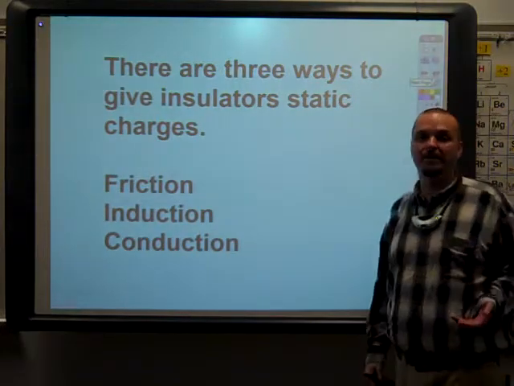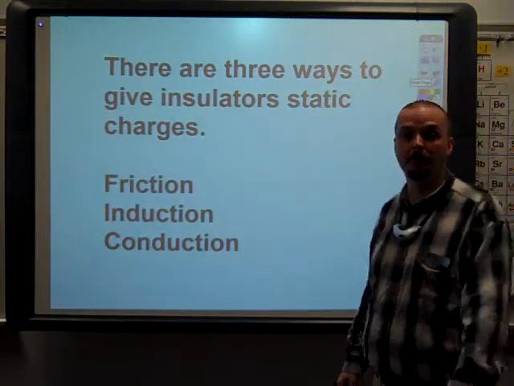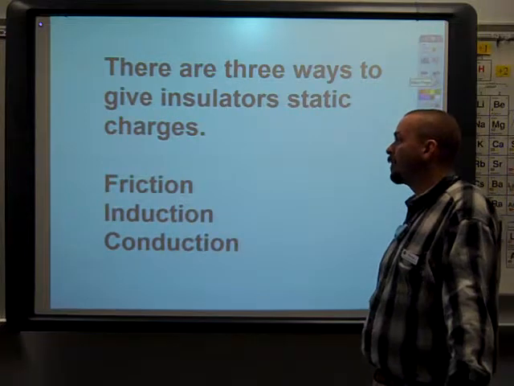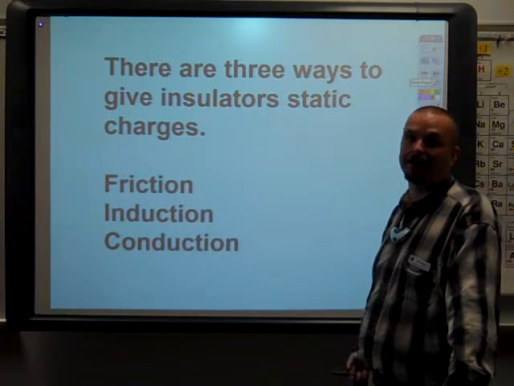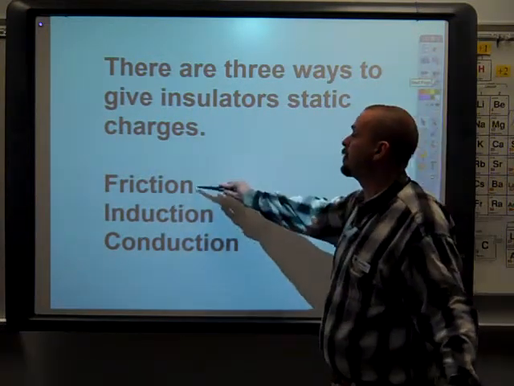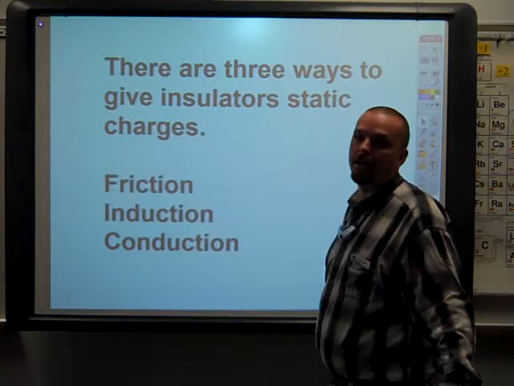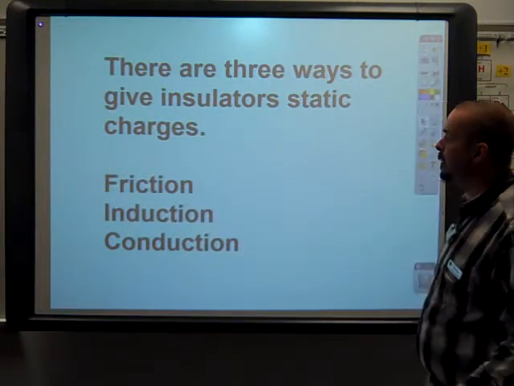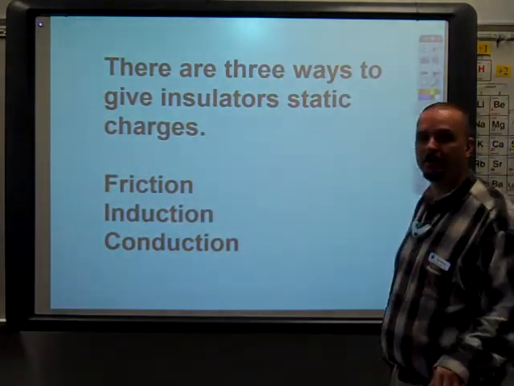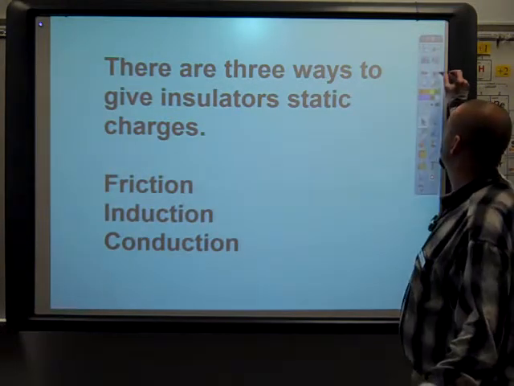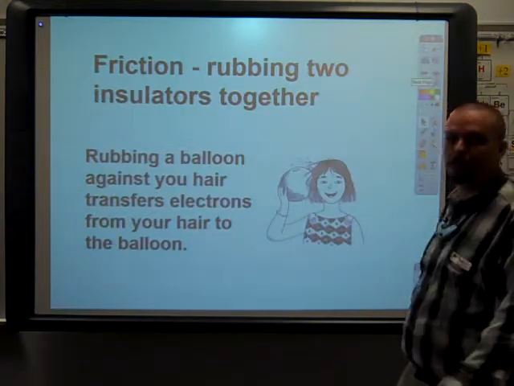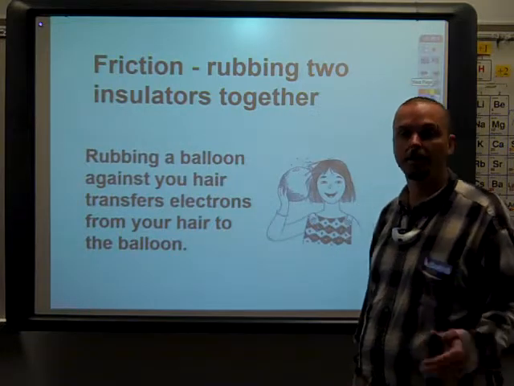The main thing you need to know about static electricity is how you produce a static charge. And there are three ways in which we can produce that static charge. There's friction, induction, and conduction. And what I'm going to do here for the remainder of the video is talk about these three things, how they work, and give you some examples of them. We'll start with friction because I think it's the easiest one to understand.